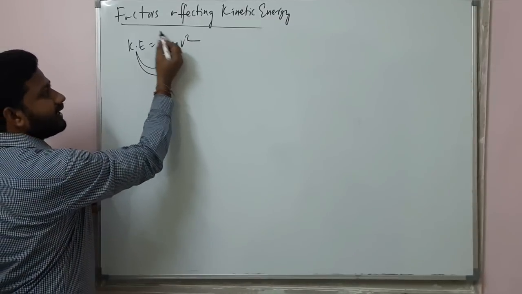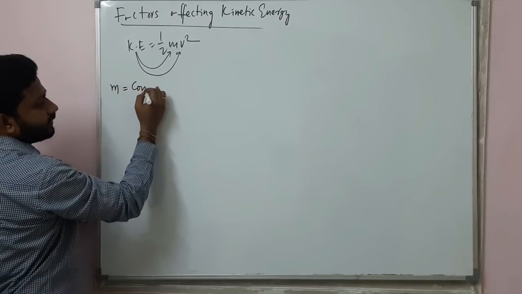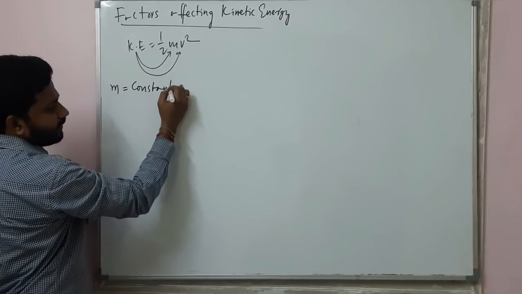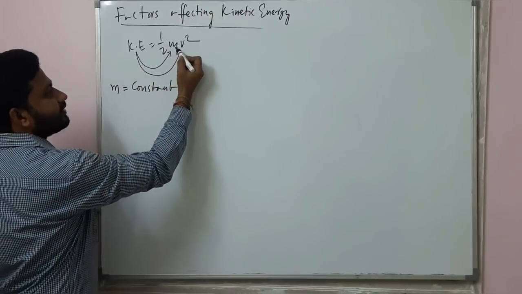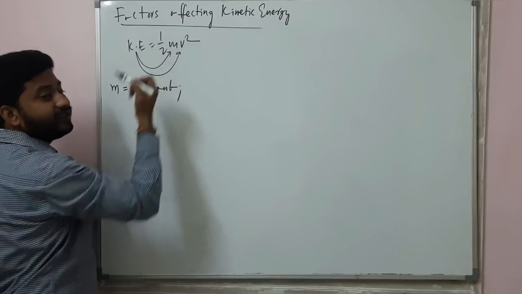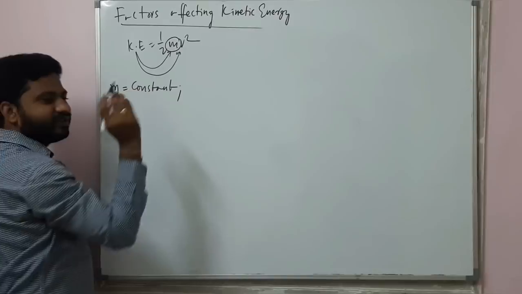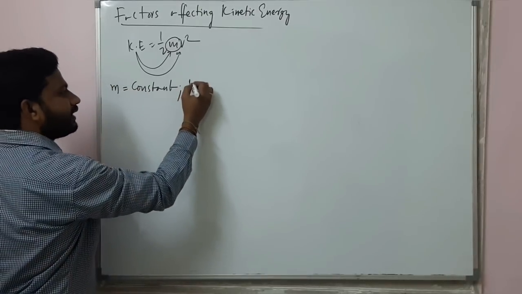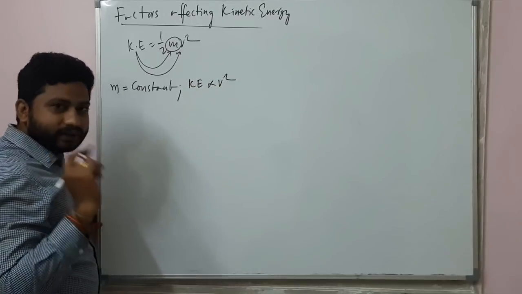Now, imagine the situation in this expression. If m is constant, what happens? Then the kinetic energy depends only on this v square. So I'm writing here, when m is constant, anyhow this half is a constant, clear? So kinetic energy is directly proportional to v square, remember.